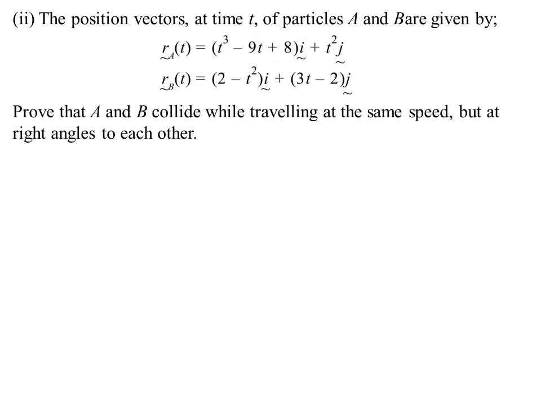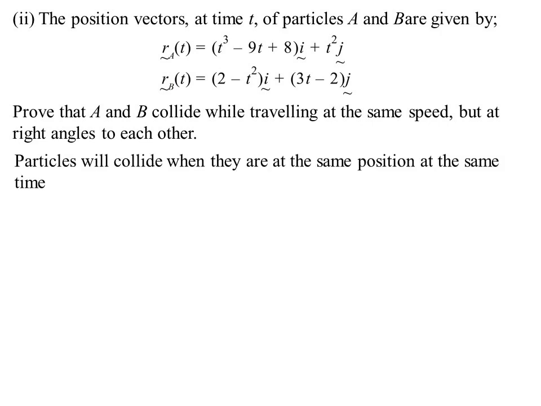Position vectors, so we've got two different particles this time. We're going to prove that they collide when they're travelling at the same speed, but also at right angles to each other. If they collide, we know they occupy the same position at the same time. Right? They could occupy the same position at different times, but they're not going to collide. So it has to be the same position at the same time. I'm just equating on the left-hand side the x components, because that means their x components must be equal at that particular time, and I could work out when they collide.